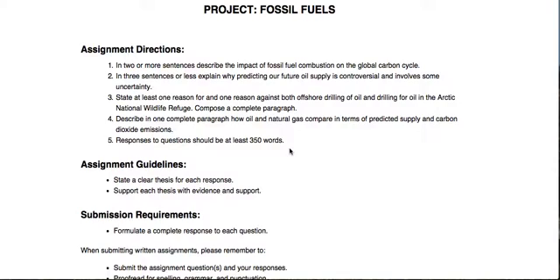For the first question, it asks you to describe the impact of fossil fuel combustion on the global carbon cycle. So what you're going to talk about here is the role of burning fossil fuels and how that relates to the addition of carbon dioxide and hydrocarbons into the atmosphere. What are the impacts, and what are the long-term effects of that? That's what that question is looking for.